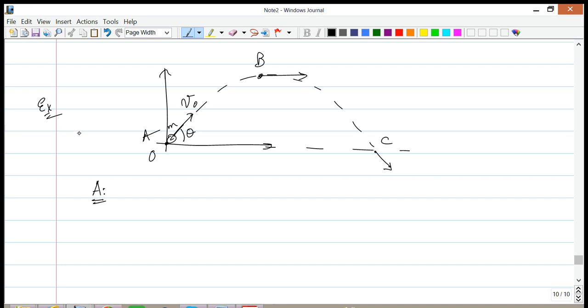Now for A, the angular momentum is obviously 0 because the moment arm is 0. Okay, mv0 is at a distance of 0 from the origin, so that's why that is 0, so that's easy.